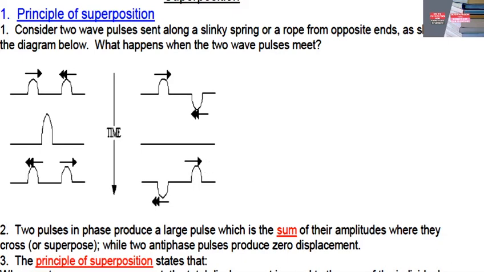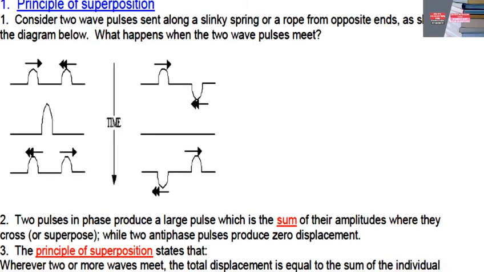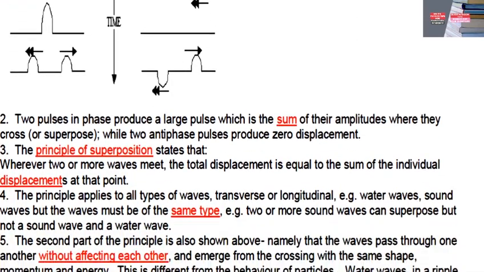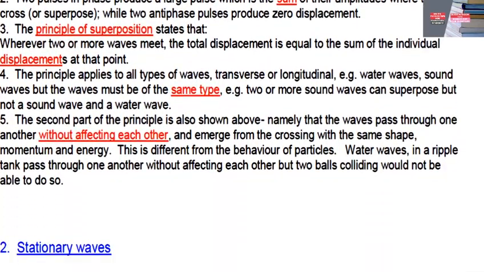So two pulses in phase produce a large pulse, which is the sum of their amplitudes, where they cross or superpose, while two antiphase pulses produce zero displacement. The principle of superposition states that wherever two or more waves meet, the total displacement is equal to the sum of the individual displacements at that point.